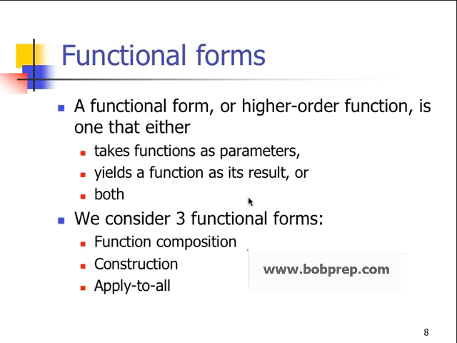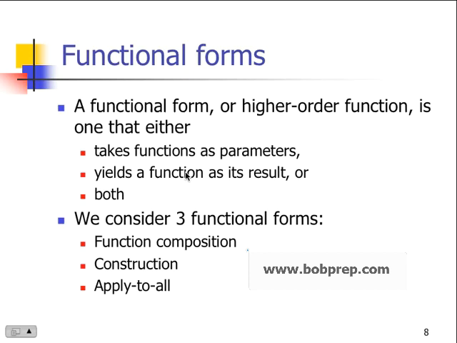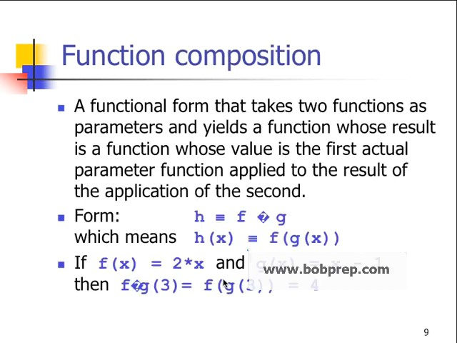So we were sending a value here, 3. Well, we can send a function to the function to the function to the function. We can also have the function call itself over and over again. So we can do an automatic Fibonacci calculation, a summation, all sorts of different neat stuff if you like recursion. So the function composition, the construction, and the apply to all are the 3 categories.